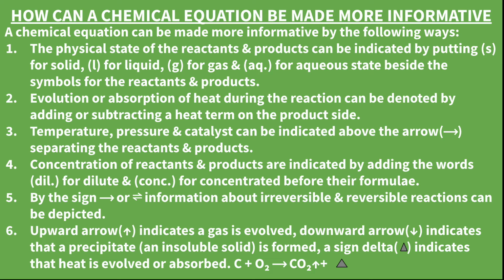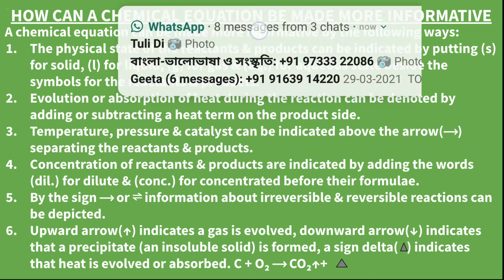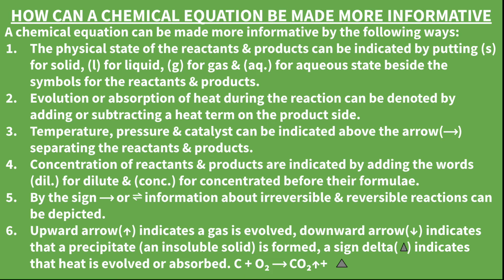Now to make them more informative, we need to add all these. So how will you add it? First is the physical state of the reactants, whether it is a solid, a liquid, a gas, or an aqueous solution. We write these by mentioning the letters beside the symbol of the element or the compound: S for solid, L for liquid, G for gas, and AQ for the aqueous state.